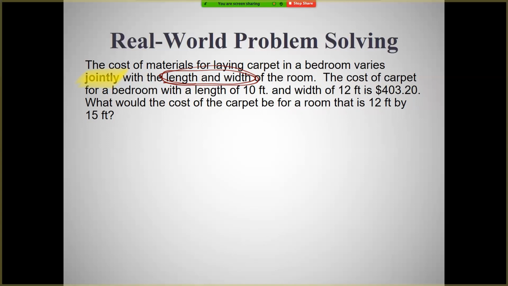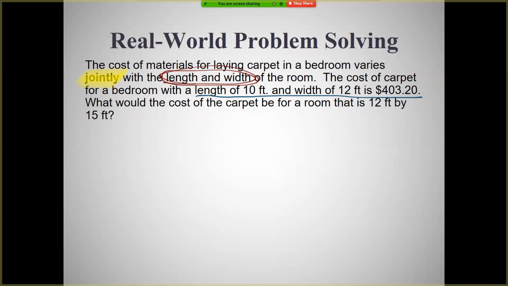So here we're being told the cost of carpet for a bedroom with a length of 10 feet and a width of 12 feet is $403.20. All three of those numbers in this case go together. We're talking about one bedroom. We were given the length and the width and the cost. So those three things are going to make up one side of my proportion.